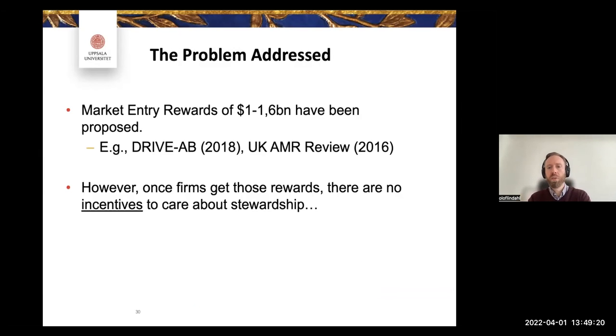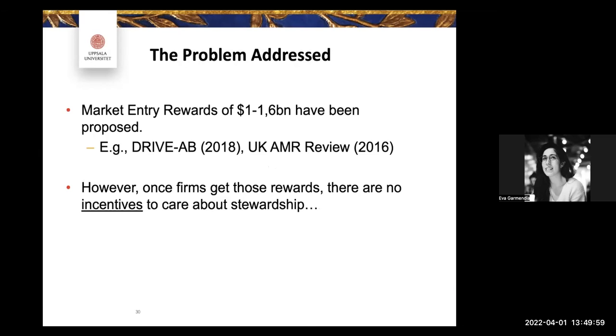So these very large entry rewards have been proposed both by the DRIVE-AB and the UK AMR review, the so-called O'Neill report. I've been involved in some of this work, but as I said a bit self-critically, it's difficult to cover the stewardship side, and I guess it's not entirely unfair to say that both these projects kind of failed in doing that. How to incentivize stewardship while doling out these considerable amounts of money.